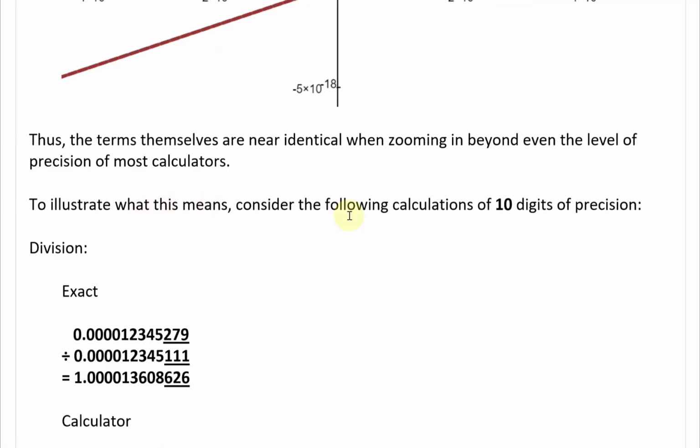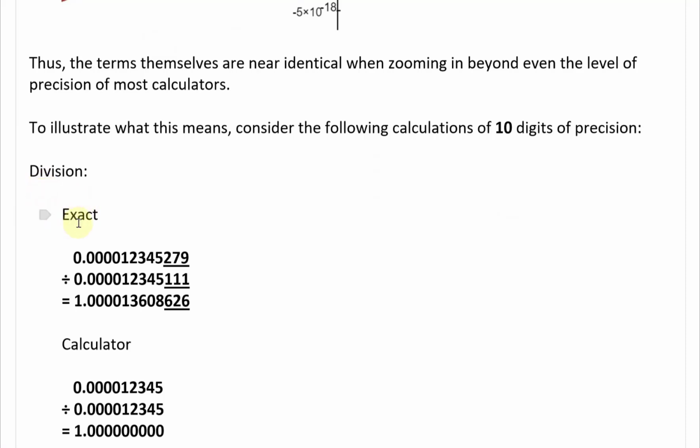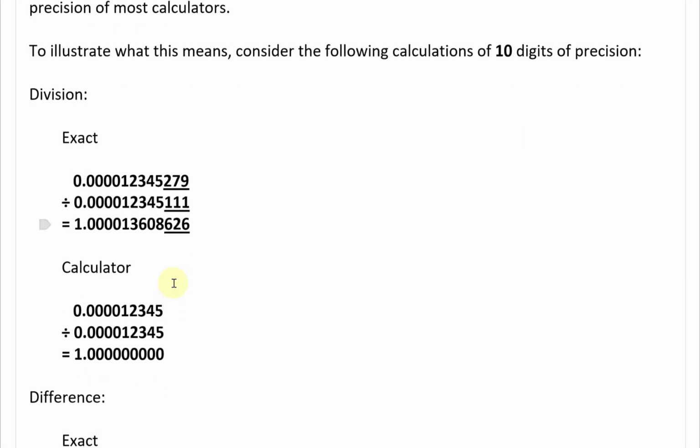To illustrate what this means, consider the following calculations with 10 digits of precision. If we have division, here's the exact calculation, but let's say you only have 10 digits of precision. Including the 0 there, it's going to be 5, and then 1, 2, 3, 4, 5, so that's 10. Beyond that is 279, and we have this 111. If we divide these out, we get 1.00013608626. So division is all right. You get pretty much 1 with a lot of zeros.